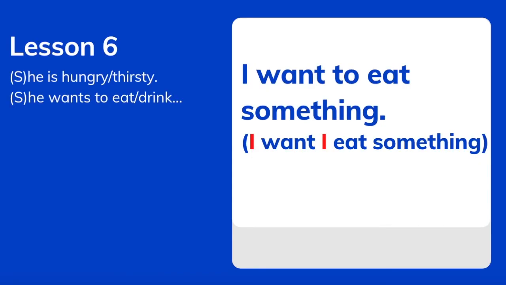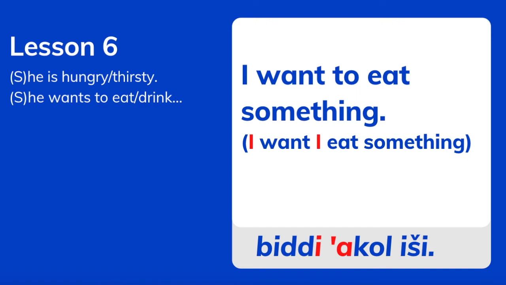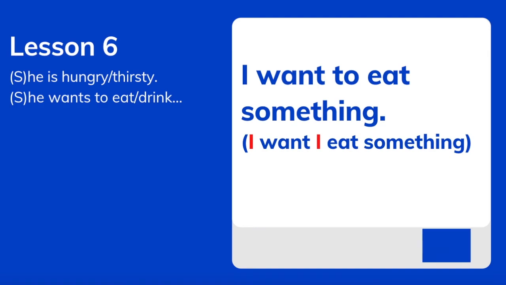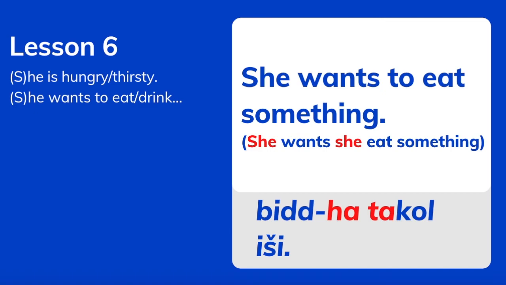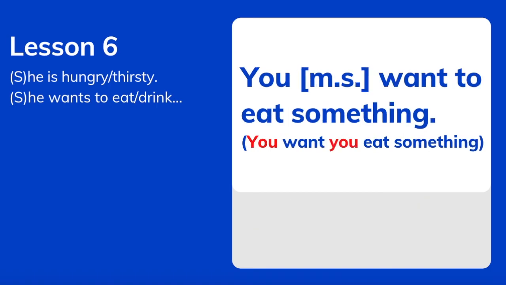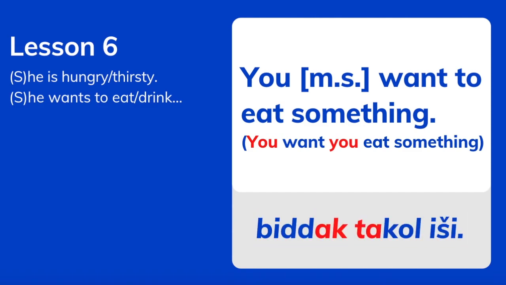So how would we say, I want to eat something? Literally, I want, I eat something. Biddi akul ishi. She wants to eat something. Literally, she wants, she eat something. Bidha takul ishi. And if you wanted to say you want to eat something for a male, it would be biddak takul ishi.